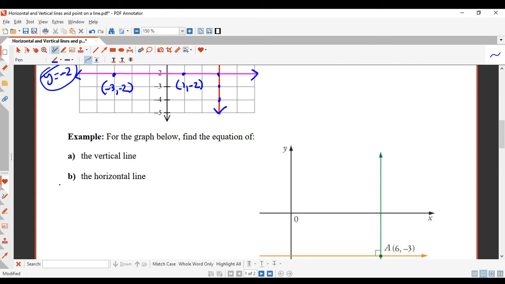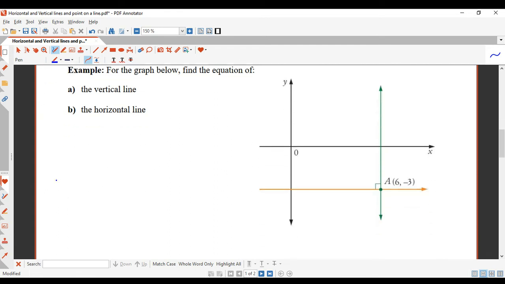Okay, now let's look at the next example. For the graph below, find the equation of the vertical line. Okay, so here's my vertical line here. So straight away, I know that it must be x equals something. And I know that every point on that line will have the same x value. Well, that x value in this case is 6, isn't it? Right, so it's going to pass through 6 on the x-axis. There it is. Okay, so the equation for this is x equals 6.